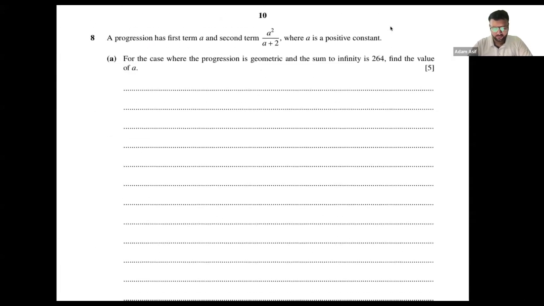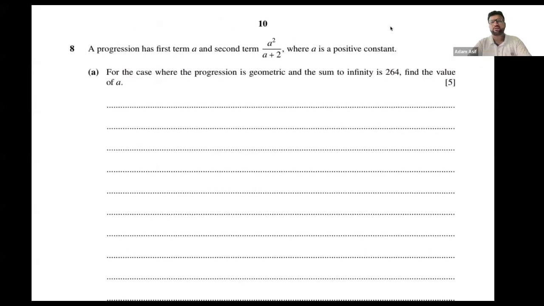All right. Question number 8. A progression has a first term a and the second term as a squared upon a plus 2, where a is a positive constant. For the case where the progression is geometric and the sum to infinity is 264, find the value of a. It's a geometric progression. The first term is a and the second term is a squared upon a plus 2.